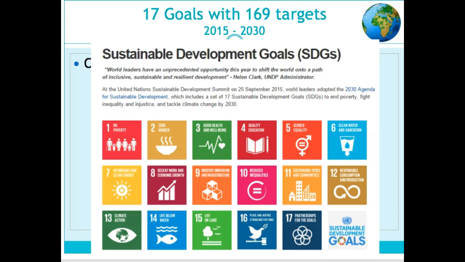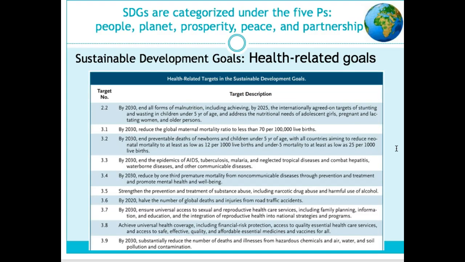These are the 17 Sustainable Development Goals, and there are 169 targets. They range from ending poverty, hunger, good health and well-being, quality education, gender equity, clean water and sanitation, etc. So these are important goals, and I will allude to them often throughout this semester. The SDGs are all health-related, and each goal has a number of targets. And they're categorized under the five P's: people, planet, prosperity, peace, and partnership. Those are the themes throughout all of these 17 goals.